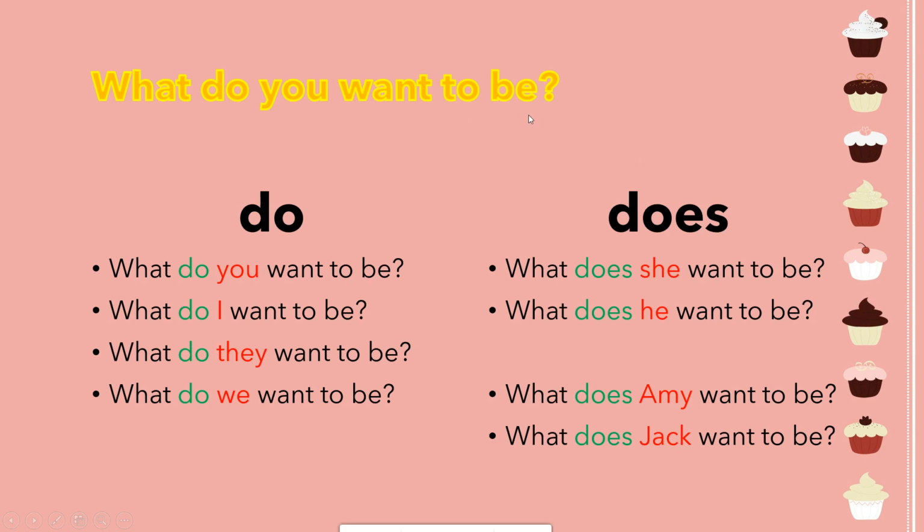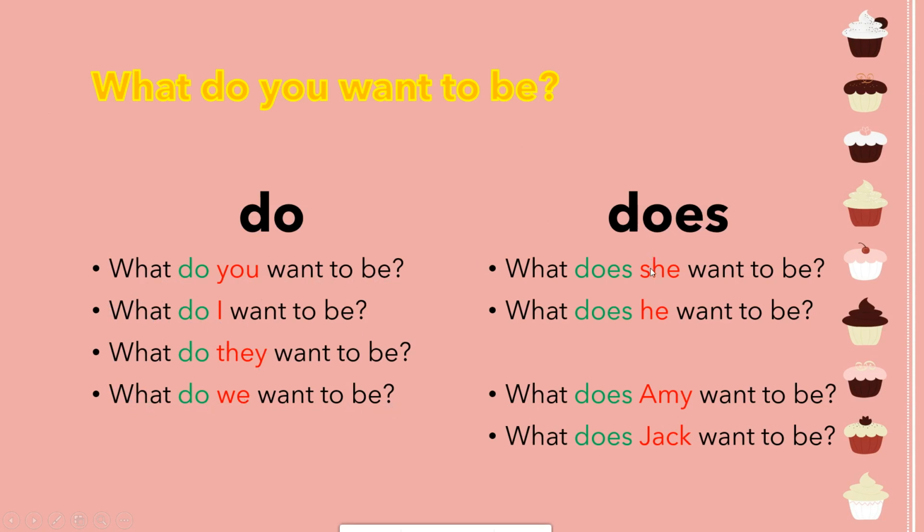Now we're going to start with the questions. We have do and does. The pronouns that come with do are you, I, they, and we. Let's read them. What do you want to be? What do I want to be? And what do they want to be? What do we want to be?